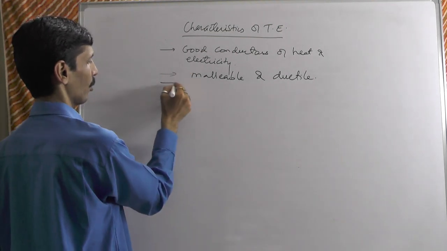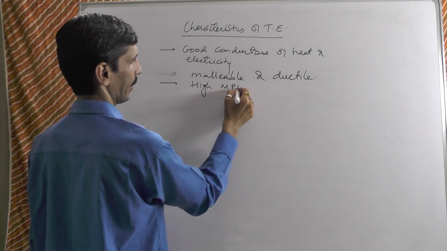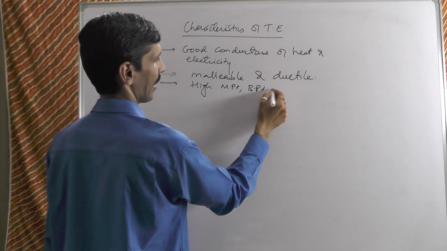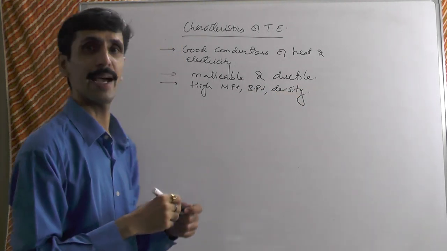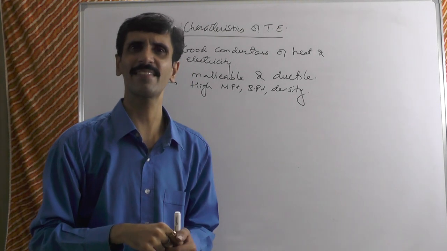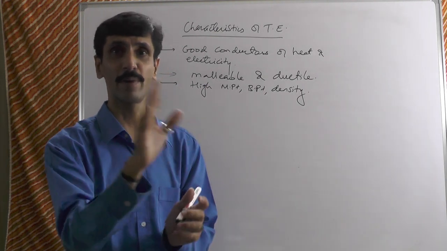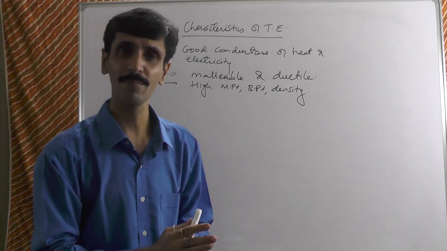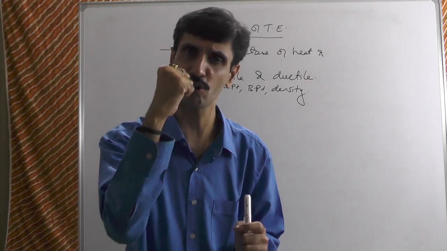The next part that we talk about is that they have a high melting point, boiling point as well as density. Because they are metals and most of the metals are solids, except for mercury. Metals are solids, but then there is mercury, which is a metal but it is a liquid. But generally they are solids, and when I talk about solids, their force of attraction is very strong.